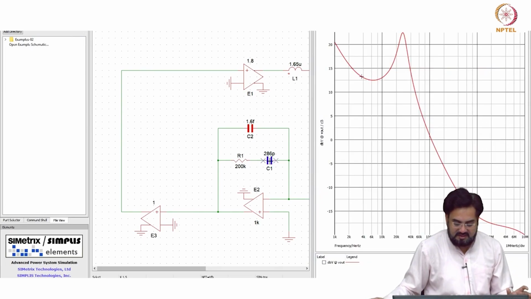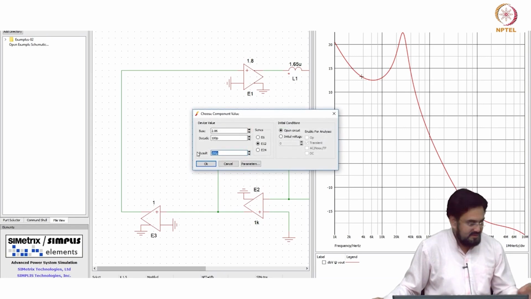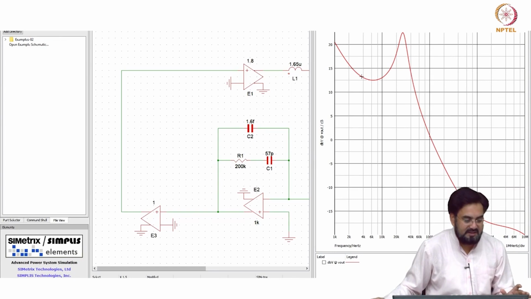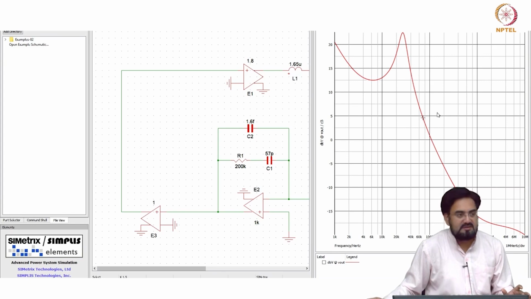Now, if I make it 57 picofarad, which is the original value which we had, it will affect this shape, but the shape after your omega naught should not get affected, or you can say that UGB should cross at the same point.